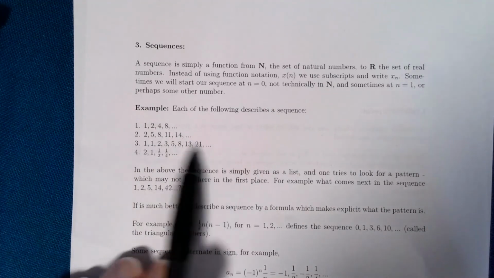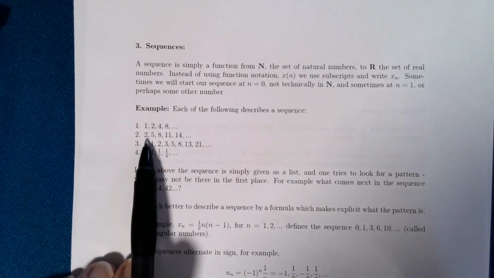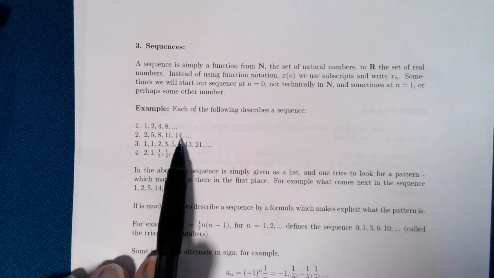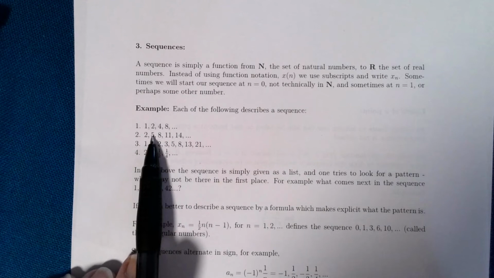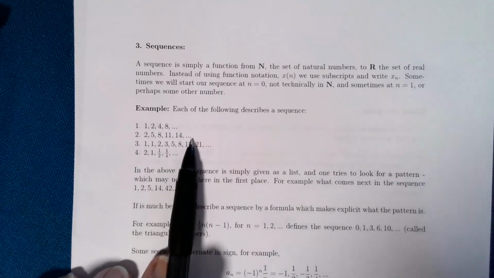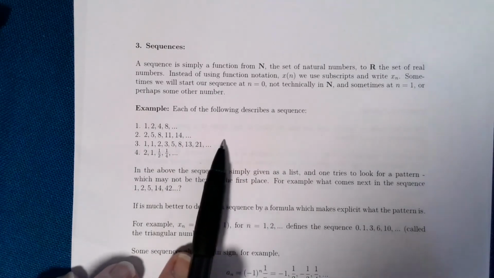Here's another sequence, 2, 5, 8, 11, 14, and again you might guess the pattern here, if there is one, is that you add 3 onto each term, so you might think the next term is 17, 20, and so on.